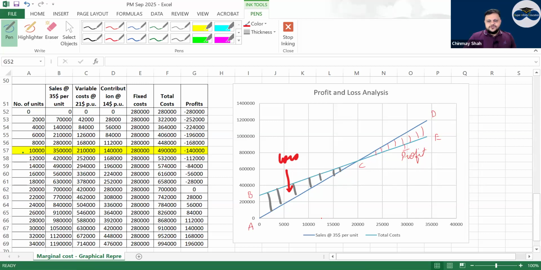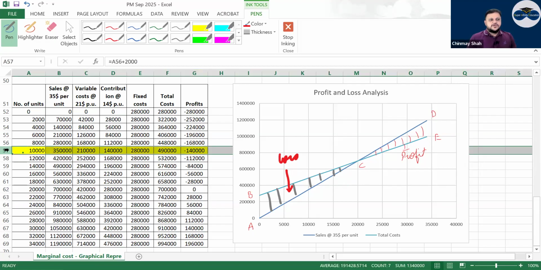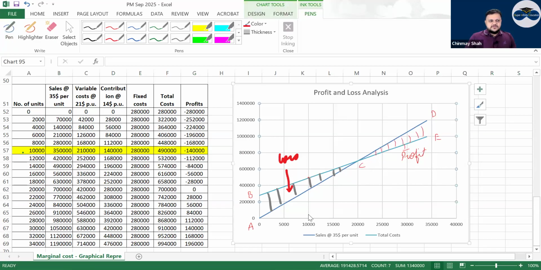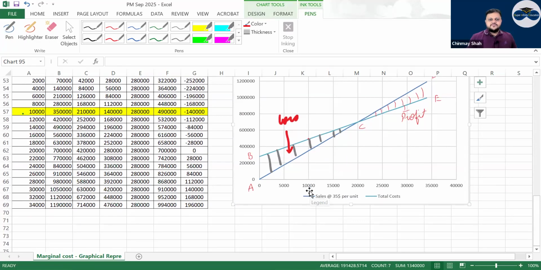Okay, go to 10,000 units. Again, focus here, 10,000 units. What is the sales? Tell me sales. At 10,000 units the sales is somewhere here. How much is the sales at 10,000 units? 350,000. Is that right? Look, the lower line is sales. Here it is. Sales 350,000. Can you see?